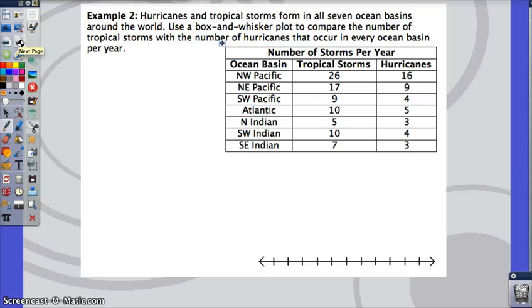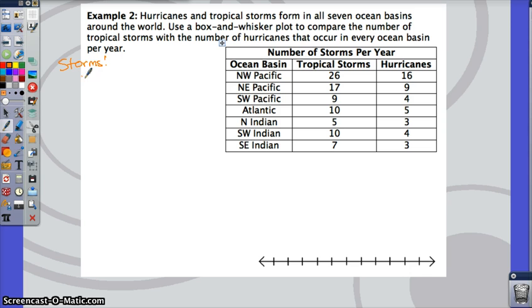Hurricanes and tropical storms form in all 7 ocean basins around the world. Use a box and whisker plot to compare the number of tropical storms with the number of hurricanes that occur in every ocean basin. So we're going to do 2 box and whiskers here, and we're going to have them compared on the same number line. And again, that number line is going to help us to really compare the differences between them. First step, order the data. So I'm going to do the storms up here.